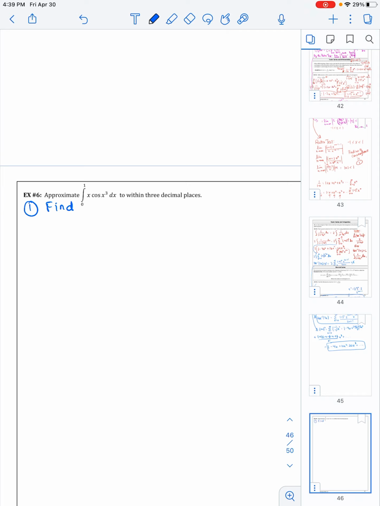Example number 6. This is our last one. Approximate the integral from 0 to 1 of x cosine x cubed dx to within 3 decimal places. So the first thing we're going to do is find a power series for y equals x cosine x cubed.